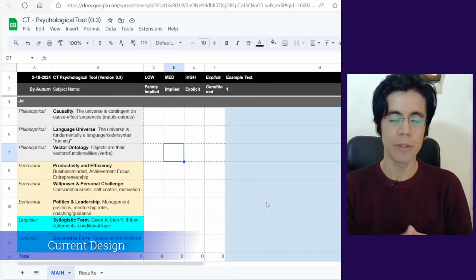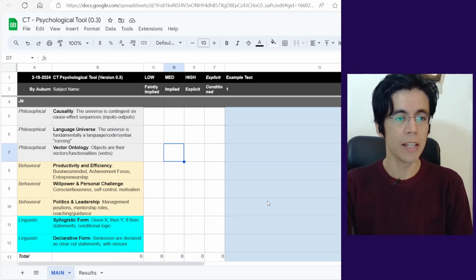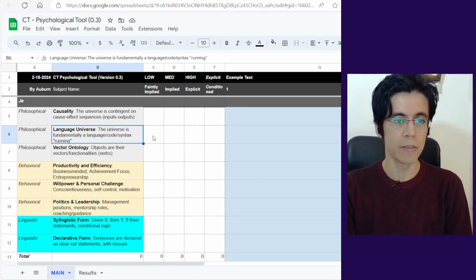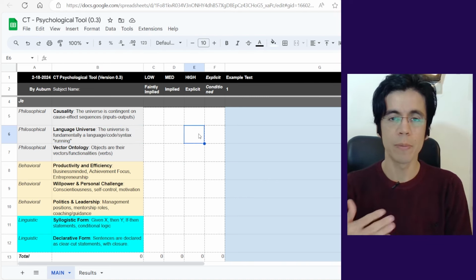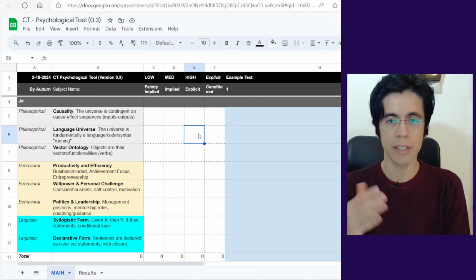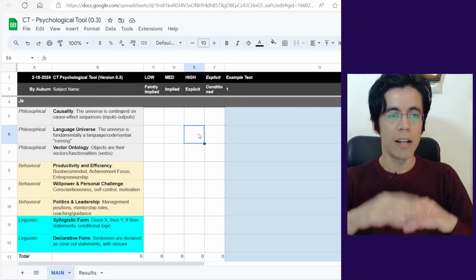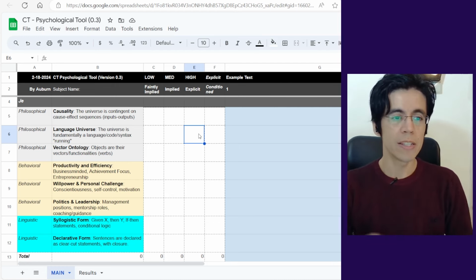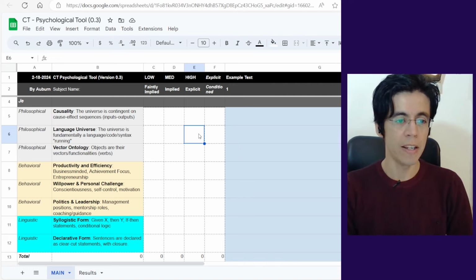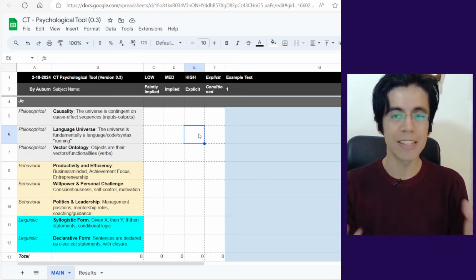So what you see before you is a Google Sheets document where I'm putting in all the different facets that are measured. Each row here has a different facet, and over here you have different ways to measure, either low, medium, high, or explicit conditioned. I'll get into what those mean in a second. But essentially, from a broad strokes point of view, this is an evaluation that is done by a trained practitioner who knows how to measure each of these facets. So, okay, now let's get into the tool.